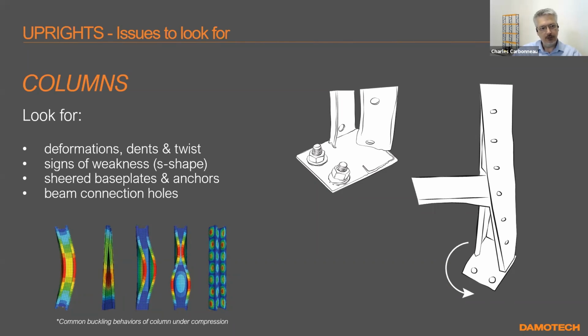Other stuff that we need to look at is signs of weakness. If you are standing in front of the rack and it's doing sort of an S shape between all the beam elevations, it is overloaded. You have to unload it immediately. That's a sign that if you load it some more, or with vibrations or a little impact, it's going to come down. Sheared base plates, like we see on these images on the right, the top one, it's been impacted. You can shear the anchors as well. We see that quite often.